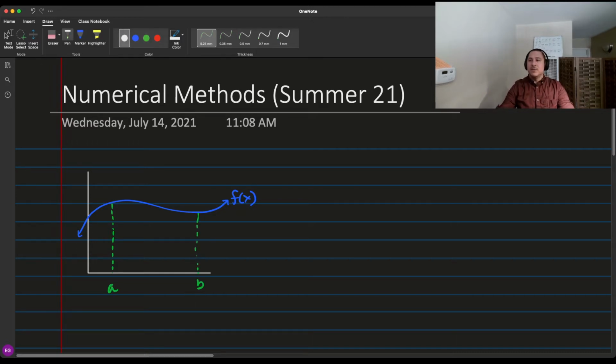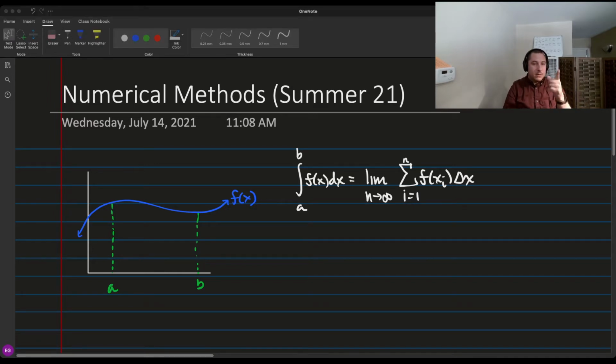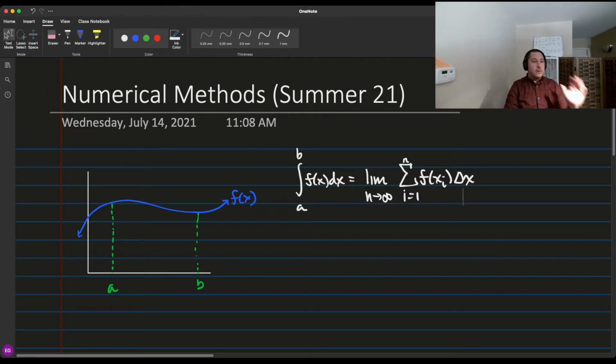I'm going to re-summarize here what we've talked about. If you wanted to find this definite integral, the integral from a to b of f of x dx, that's defined to be the limit as n goes to infinity of the sum from i equals 1 to n of f of x_i delta x. Oh shoot, let me record it. There you go. So this is what it's defined to be, and then to remind you, this f of x_i times delta x is the area of an individual estimated rectangle.